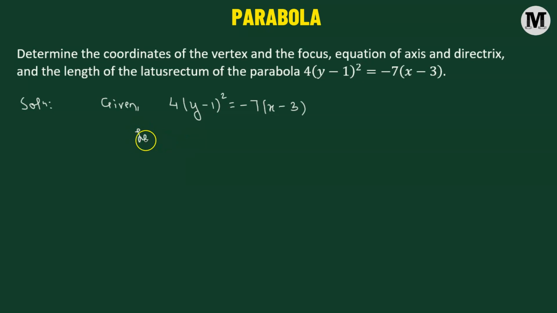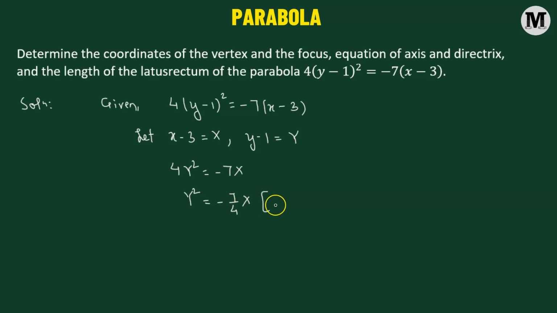Let's make some substitution here. Let's consider x minus 3 to be equivalent to X in upper case and y minus 1 to be equivalent to Y in upper case. Then we have 4Y squared equals negative 7 times X. We're going to divide both sides by 4, so Y squared becomes equivalent to negative 7 over 4 times X.